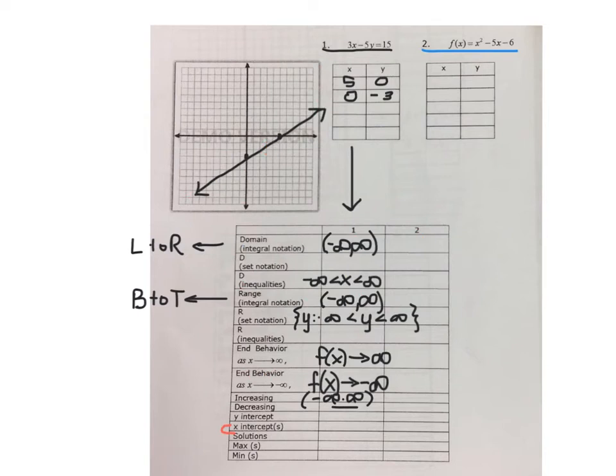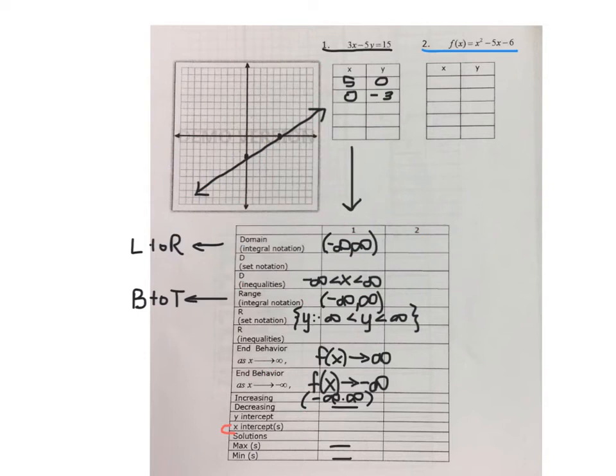A maximum and a minimum is if my graph had a maximum value or if it had a minimum value. And this does not have a maximum value or a minimum value. So these graphs, they just keep on going. So they don't have a max and they don't have a min. So I expect you to have filled in these three right here.